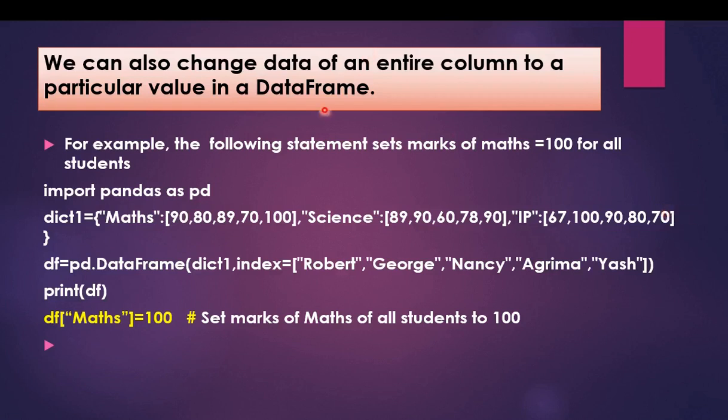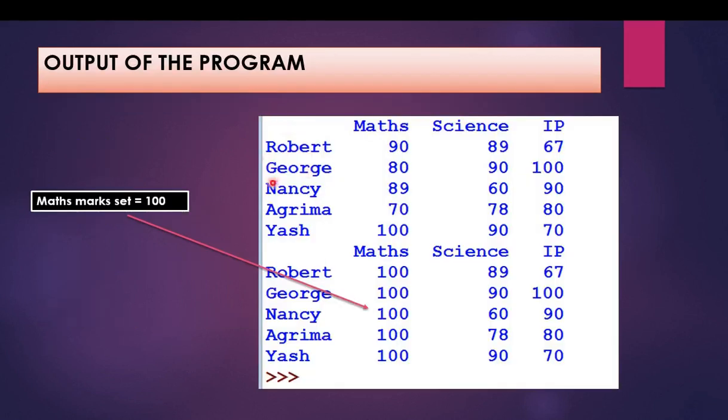Now you can also change the data of an entire existing column to a particular value in a data frame. You can see the statement here, df maths equals 100. That means column maths already exists, and now we are setting the marks of all students of the subject maths as 100. You can see the output here. Previously, the marks of maths of Robert were 90, George 80, Nancy 89, Agrima 70, Yash 100. But after setting the marks of maths for all students, it is now 100 for all the students. You can see here.